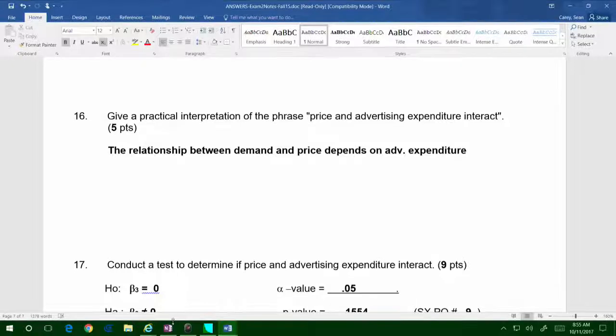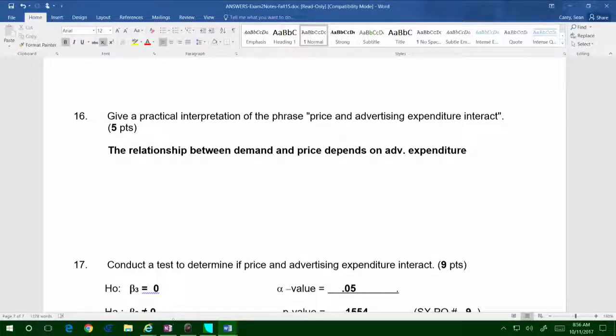What does that mean when we say that the two variables interact? Remember, price is x1, advertising expenditure is x2. So the phrase only involves x1 and x2. But by using the word interact, that implies a model, and the model needs y. So just to help you with this, you can't just talk about x1 and x2 to get this answer right. You have to involve y, because it's a model that has the interaction term in it.